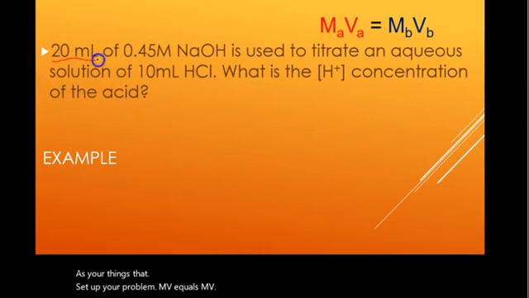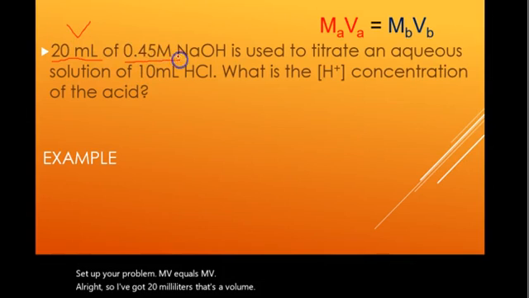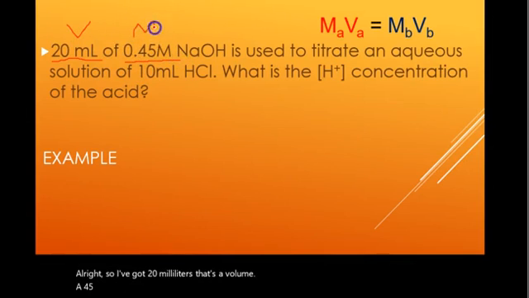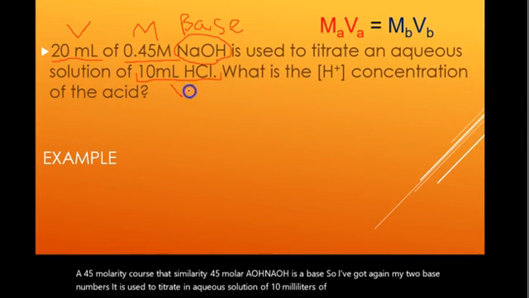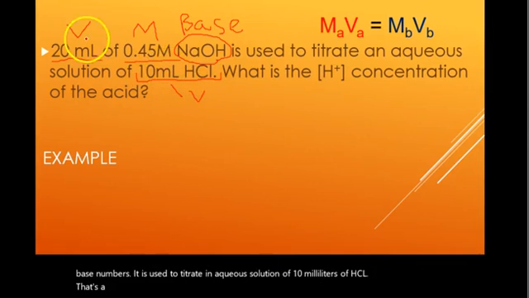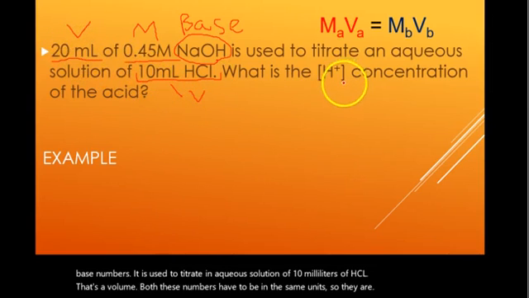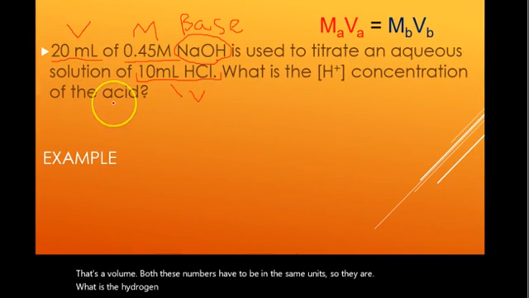All right, so I've got 20 milliliters of 0.45 molar NaOH. NaOH is a base. So I've got, again, my two base numbers. It is used to titrate an aqueous solution of 10 milliliters of HCl. Both these numbers have to be in the same units, so they are. What is the hydrogen ion concentration of the acid?